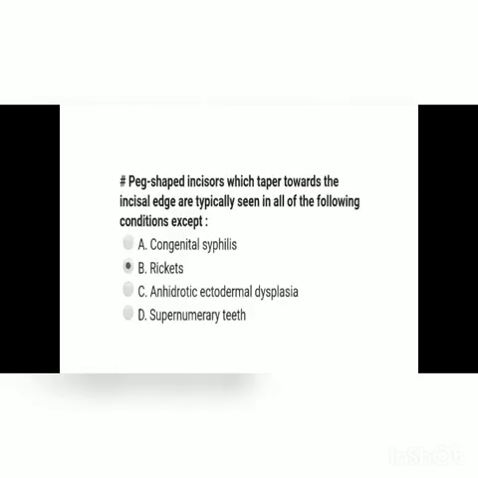Anhydrotic ectodermal dysplasia is also known as Christ-Siemens-Touraine syndrome. It is an X-linked recessive trait, and obviously it is associated with peg-shaped incisors. Also, there may be hypodontia or complete anodontia. There may be delayed eruption of the permanent teeth.